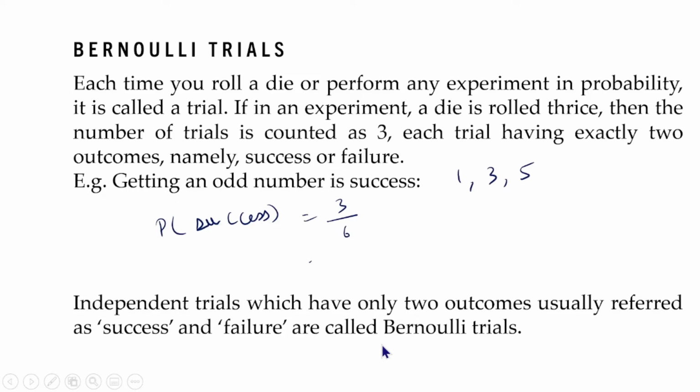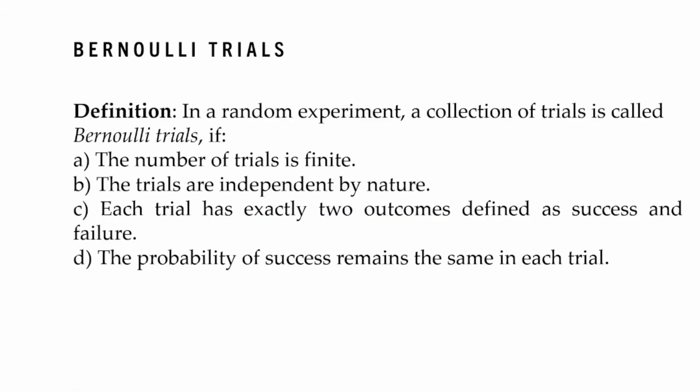Now we will see the definition of Bernoulli trials. In a random experiment, a collection of trials is called Bernoulli trials if the number of trials is finite, the trials are independent by nature, each trial has exactly 2 outcomes defined as success and failure, and the probability of success remains the same in each trial. If these conditions are satisfied, then we say such a random experiment qualifies as Bernoulli trials.